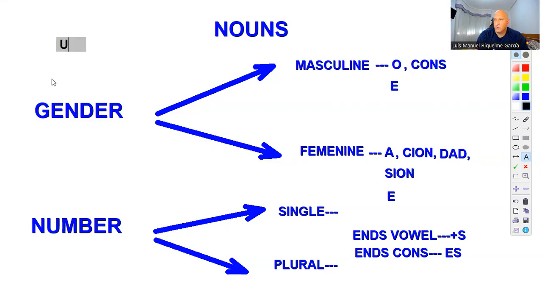A different one. Universidad. University. Masculine or feminine? Remember that the ending DAD is always a feminine word? So that would be feminine. And how do I turn that single word, university, into universities? Well, the word ends with a D, which is a consonant. So I need to add an ES, universidades.